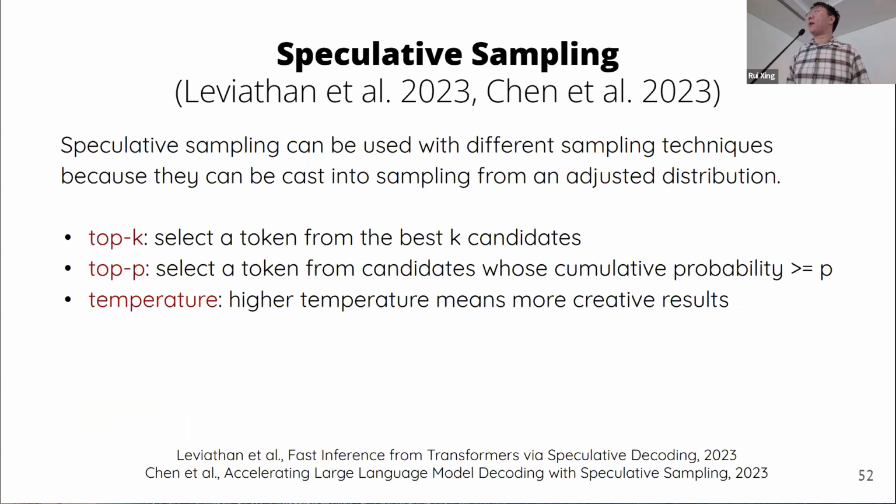And speculative sampling can be used with different sampling techniques because they can all be cast into sampling from an adjusted distribution. If you are familiar with sampling techniques, we have top K, which selects a token from the best K candidates, and top P, also known as nucleus sampling, which selects a token from candidates whose cumulative probability is larger than P, and also temperature. A greater temperature means more creative and more diverse results.